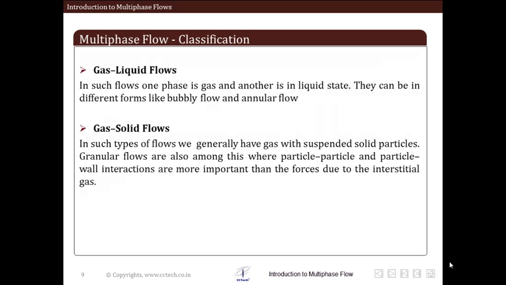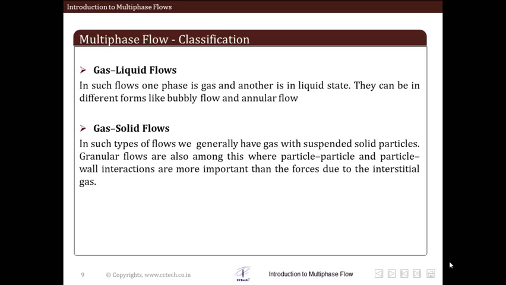Next type is gas liquid flow. As the name suggests, this will involve a gaseous phase and a liquid phase. They can be in different forms like bubbly flow and annular flow. Next is gas-solid flow. In such types of flow, we generally have gas with suspended solid particles. Granular flows are also among this, where particle-particle and particle-wall interactions are more important than forces due to interstitial gas.